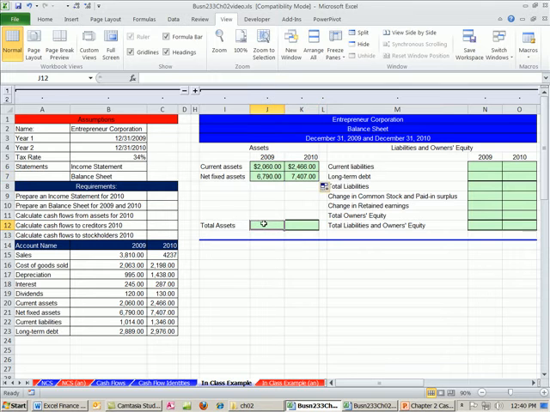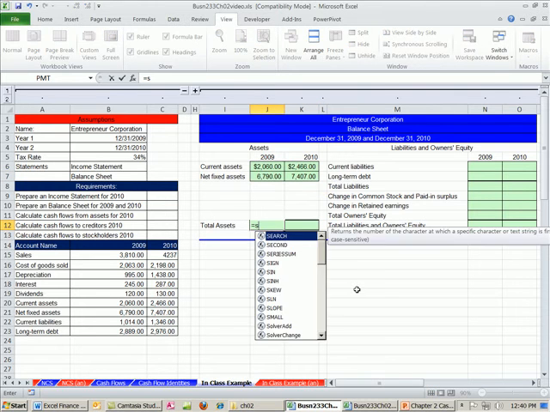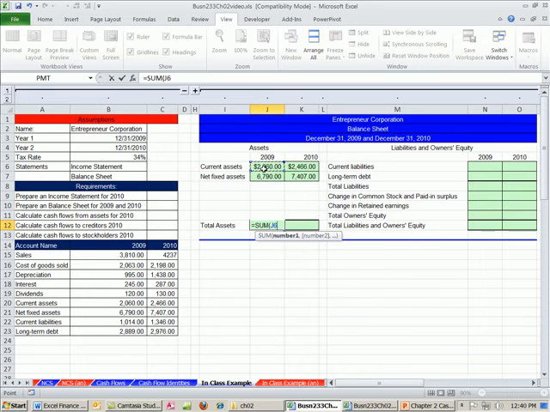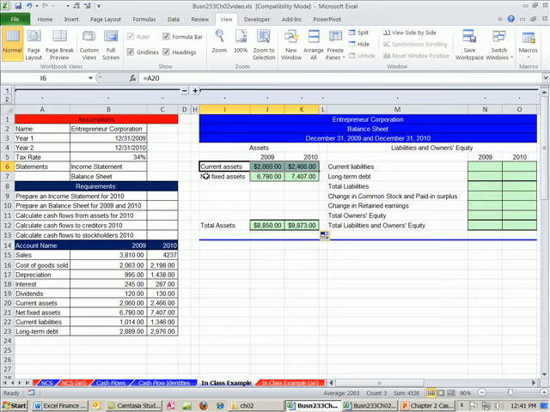Now total assets equals SUM, open parentheses, and then highlight. Control Enter, and I can copy this over. If I click here and hit F2, I can see sure enough it worked. All right, so just a mini balance sheet. Remember, in finance we're interested just in the current assets and the net fixed assets. Remember, on the balance sheet, net fixed assets means there's some depreciation in there. So when we do our cash flow identities, we're going to have to subtract that out.